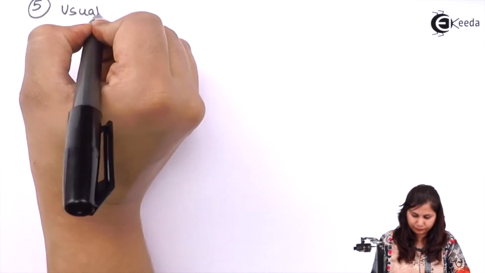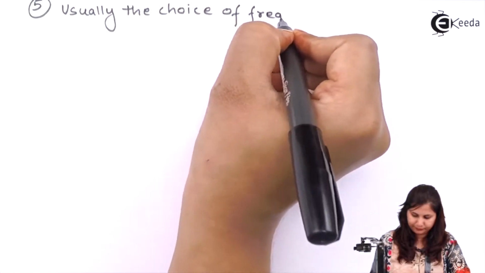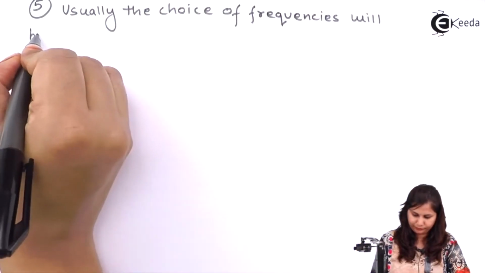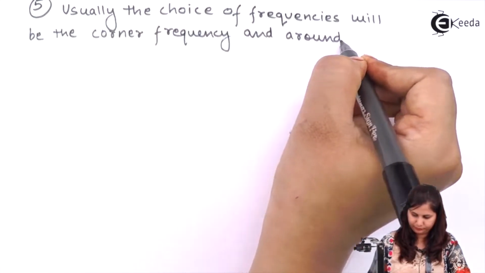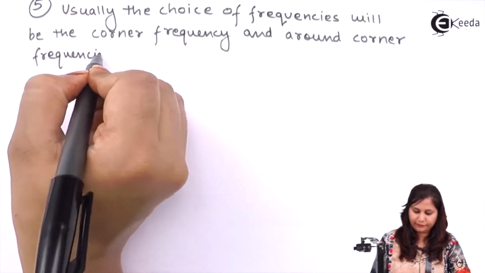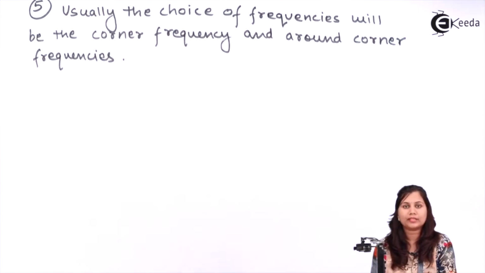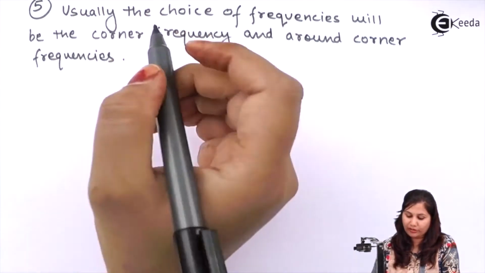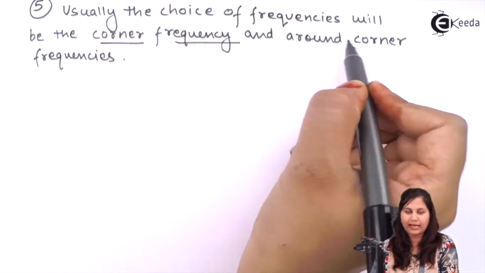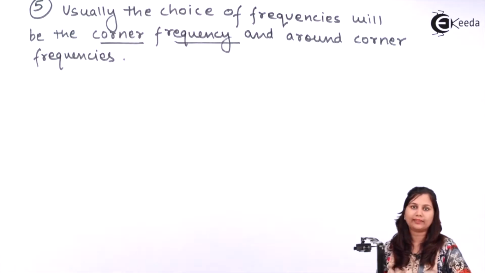Next, the fifth step is the usual choice of frequency. In the fourth step, we have to calculate the values of magnitude and the phase angle for various values of omega from 0 to infinity. From 0 to infinity, there are many values, so which values do we choose? Generally the choice of frequency will be the corner frequency and values around the corner frequency. Just take those values and for those calculate the magnitude and the phase angle.